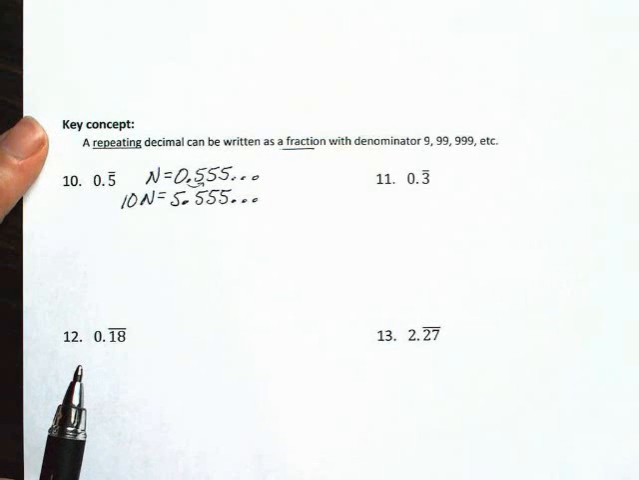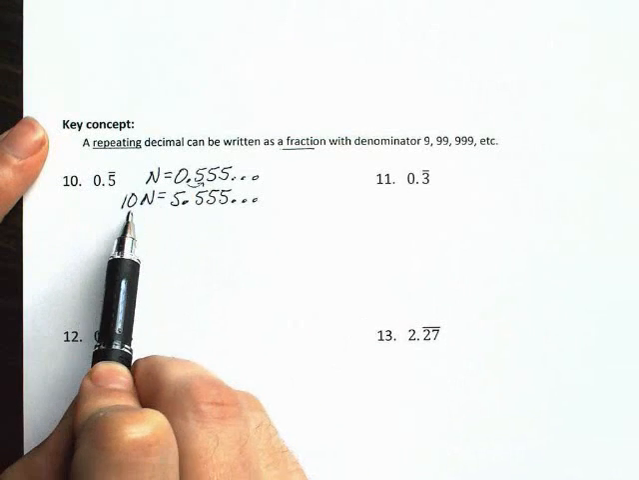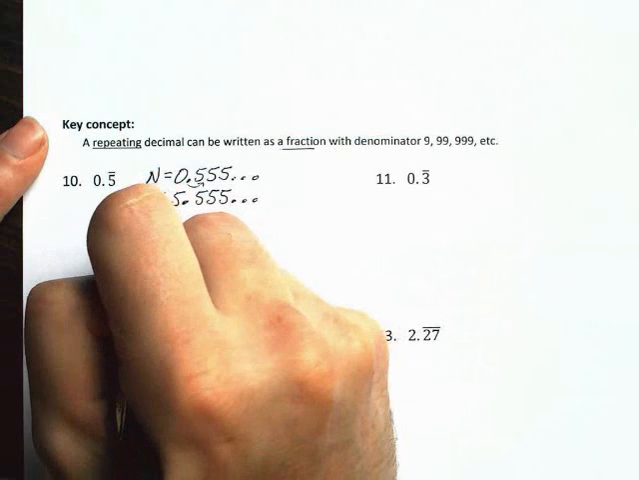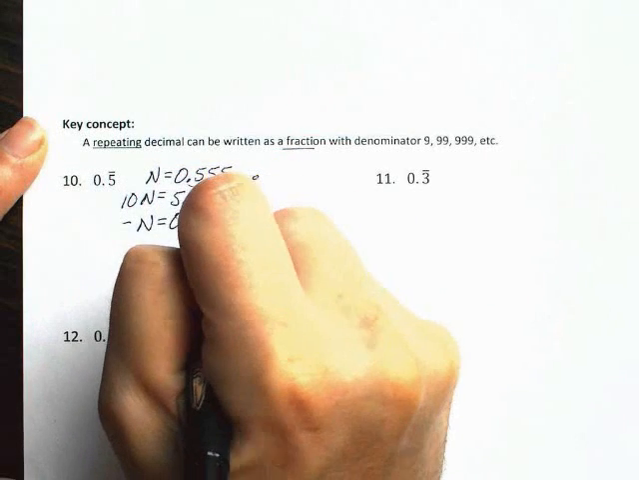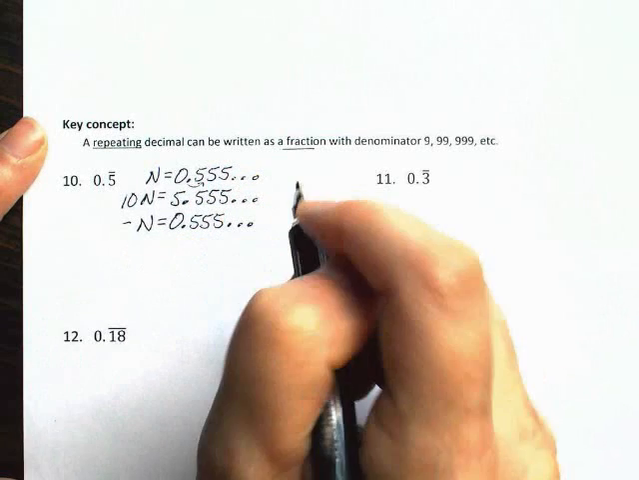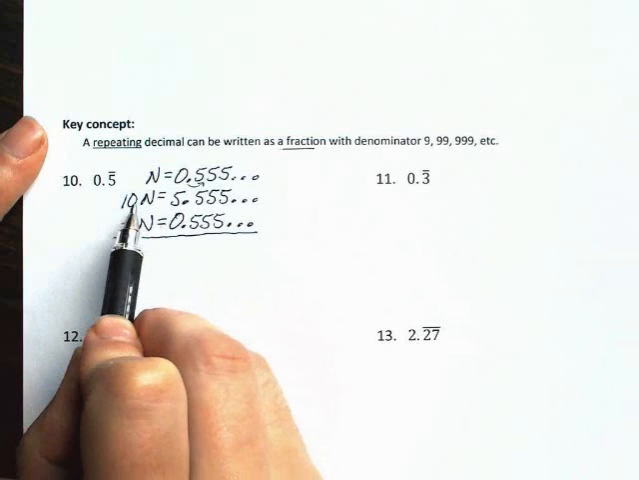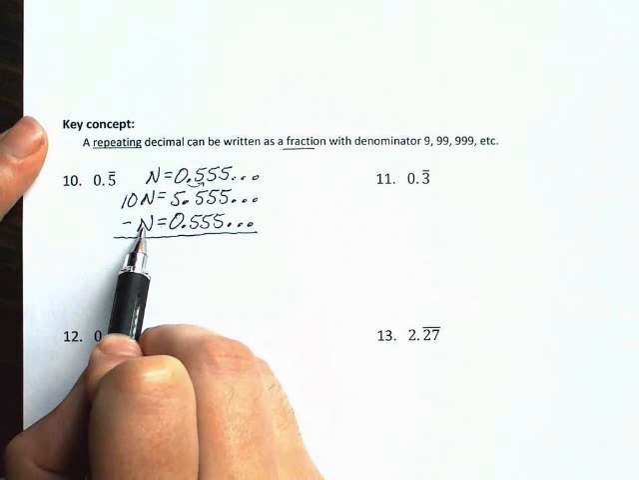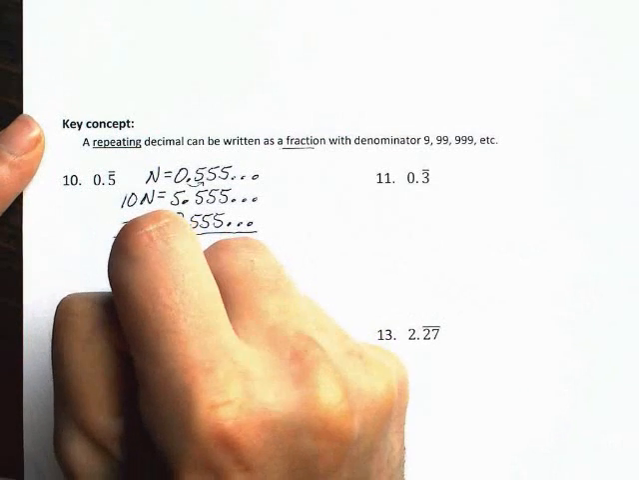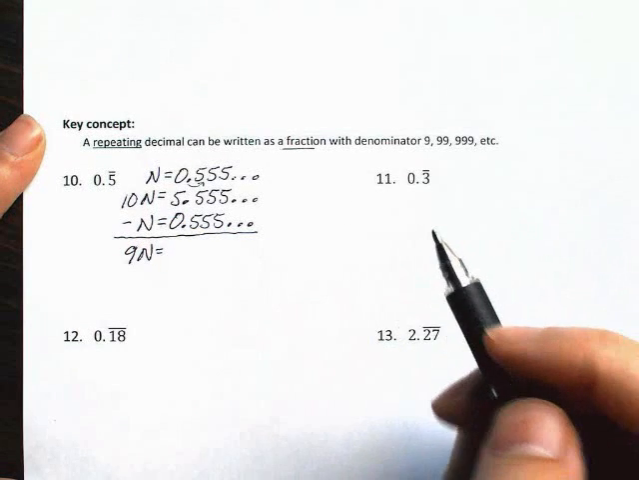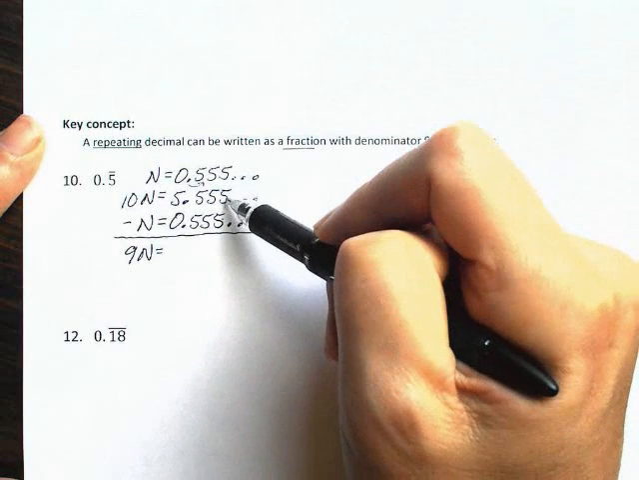Now I'm going to do another algebra step with my equation. I'm going to subtract the original equation that had the letter n from the one that I just made. So underneath, subtract n equals 0.555 ... Now let's see what we get when we subtract these. To the left side of the equals, 10n subtract n, or another way to say that, 10n subtract 1n is 9n. And on the right side of the equals, when you subtract, all of these places that match each other are going to create 0, right?